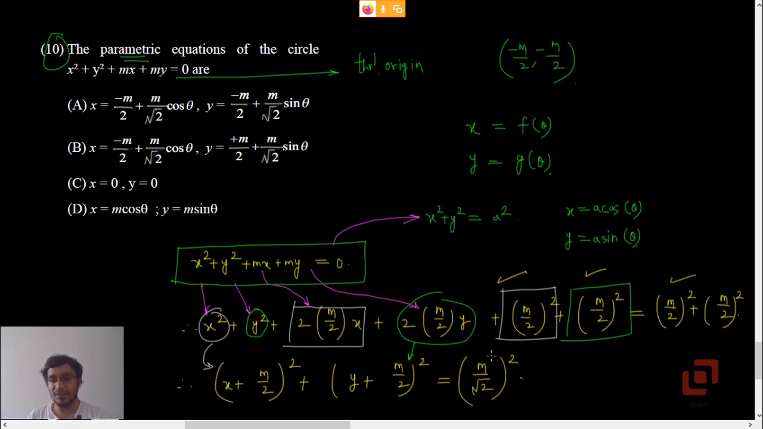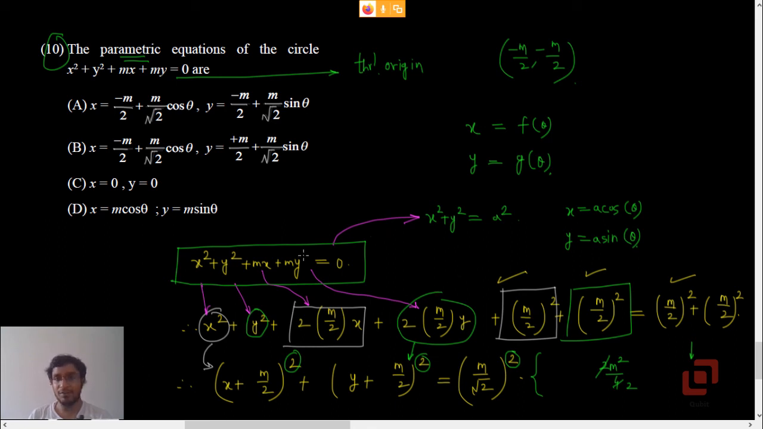And then this brings the equation of the circle in the form x plus m by 2 squared plus y plus m by 2 squared equal to m by root 2 the whole square, because m by 2 squared plus m by 2 squared will be m squared by 4 plus m squared by 4, so that will be 2m squared by 4, or m squared by 2. If you wish to write it as square of something, it must be m by root 2.